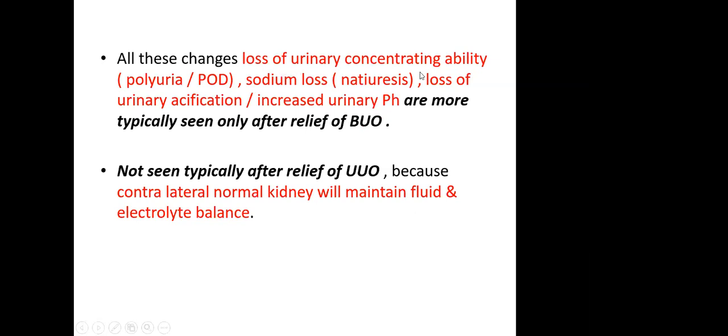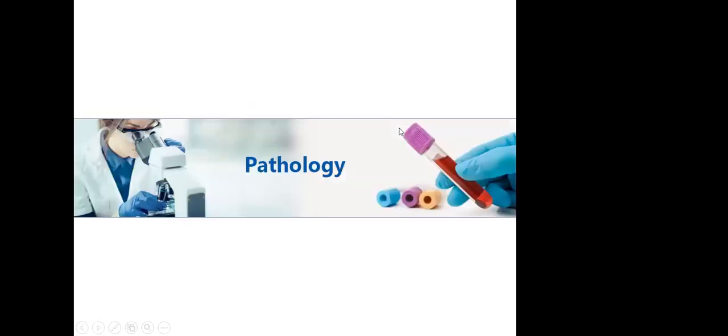One is loss of urinary concentrating ability, another one is sodium loss, another one is loss of acidification. All these changes occur both in unilateral and bilateral, but it is predominant in bilateral urinary tract obstruction. But it is not seen typically after the relief of unilateral urinary tract obstruction, because the contralateral normal kidney will maintain the fluid and electrolyte balance. So all this tubular function loss will be more typical after the relief of bilateral urinary tract obstruction compared to unilateral urinary tract obstruction.